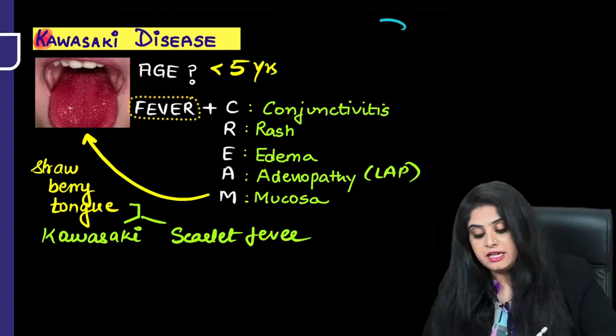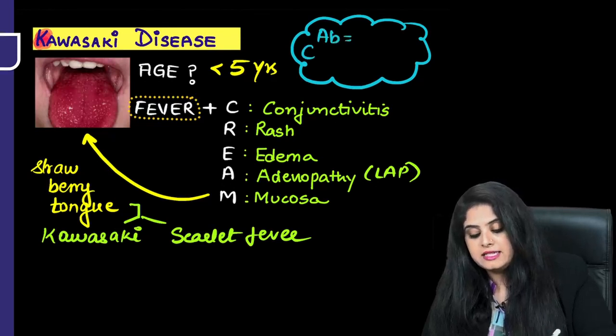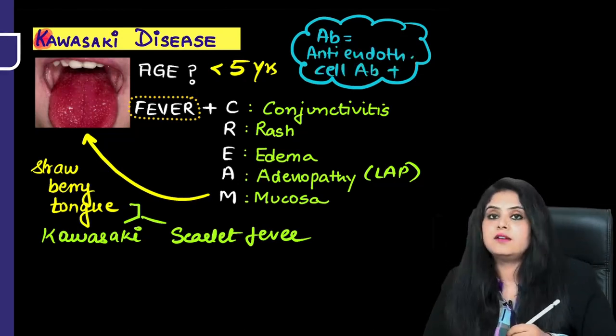Now let me tell you what is the most expected question. Update. Which antibodies have been found in Kawasaki? Anti-endothelial cell antibodies. I've told you this in the rapid review and in the main videos. Anti-endothelial cell antibodies are going to be present in Kawasaki.